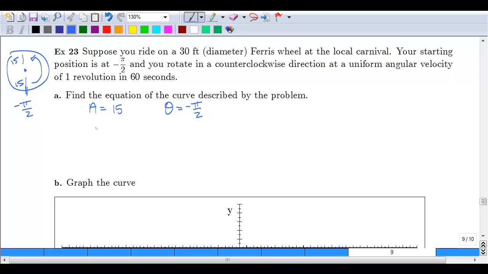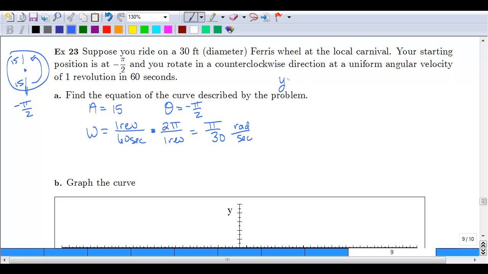The only thing that's going to be a little more complicated to find is our angular velocity. Our angular velocity is going to be our revolutions over time. So omega, again, is going to be in radians per second. We have 1 revolution per 60 seconds. Again, a revolution is not radians. It takes 2 pi radians, or a full rotation, to go 1 revolution. So we're going to multiply by 2 pi per revolution, and we end up with pi/30 radians per second, which is what we need for omega.